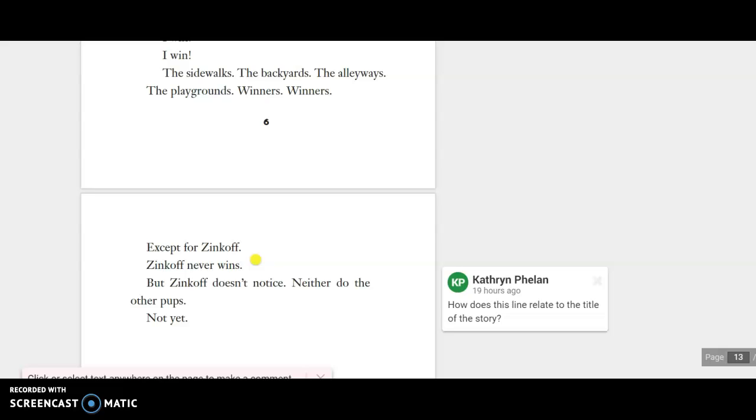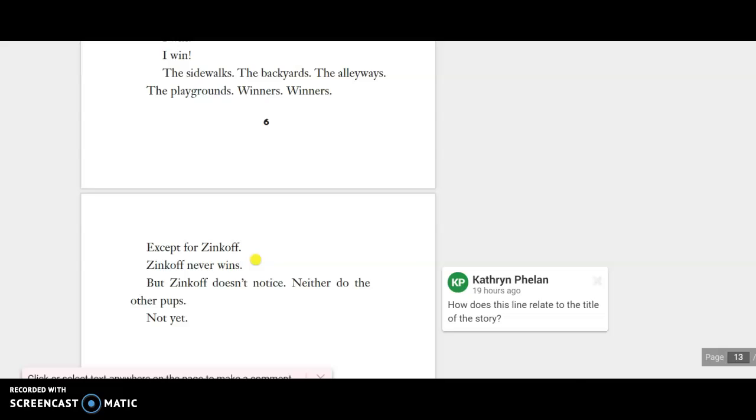Zinkoff never wins, but Zinkoff doesn't notice. Neither do the pups. Not yet. So that's a little bit of foreshadowing there. There's a "they," and then there's Zinkoff. So the author is really doing a great job of separating the other quote-unquote pups from Zinkoff. And I think the author used "they" because the author is trying to show the difference between the other children and Zinkoff.